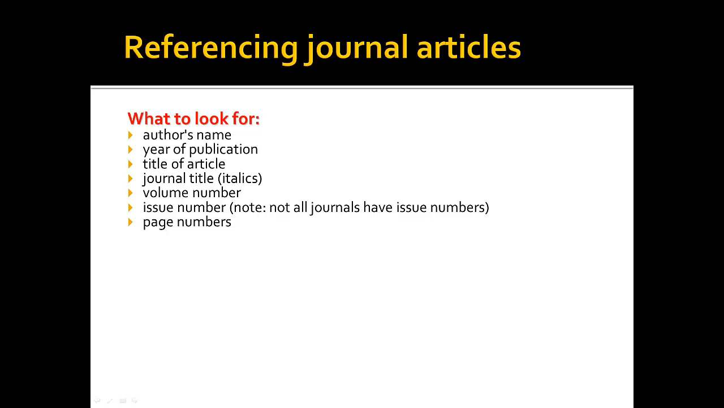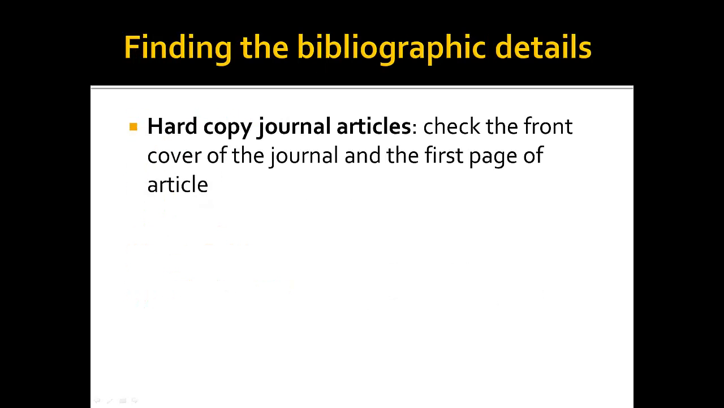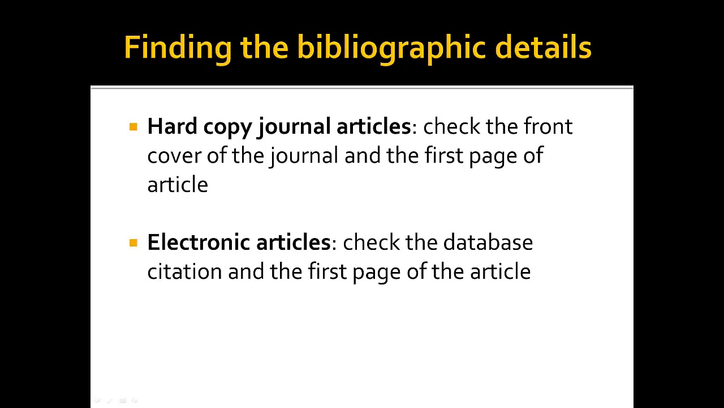Okay, now referencing journal articles, you'll generally need to look for the author's name, year of publication, title of the article, and the journal title, and the volume number, issue number, and page numbers. Hard copy journal articles, you'll check the front cover of the journal and the first page of the article itself. Whereas electronic articles, and these are probably more common these days, you'll check the database citation, and that'll usually have most of the information anyway, but you may also need to check the first page of the article itself.